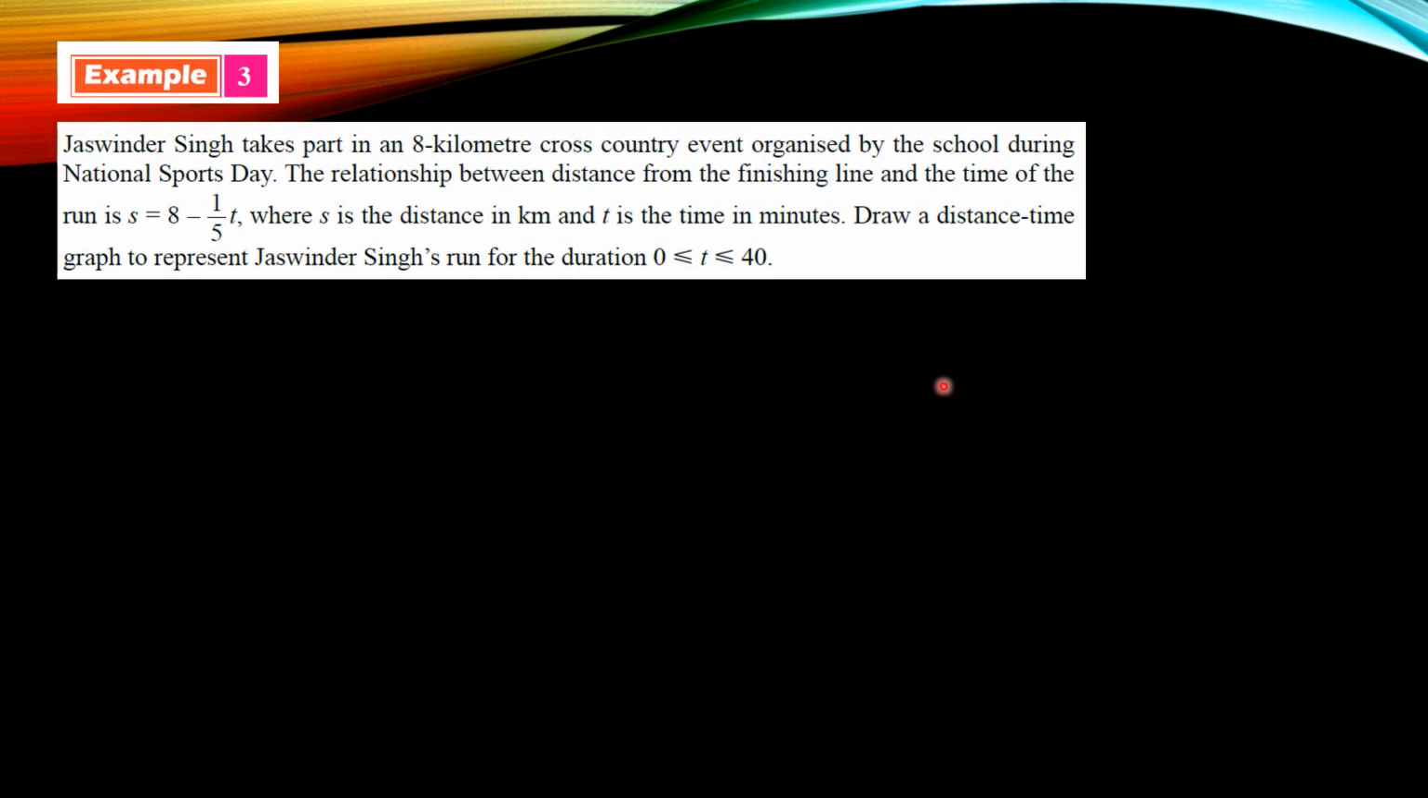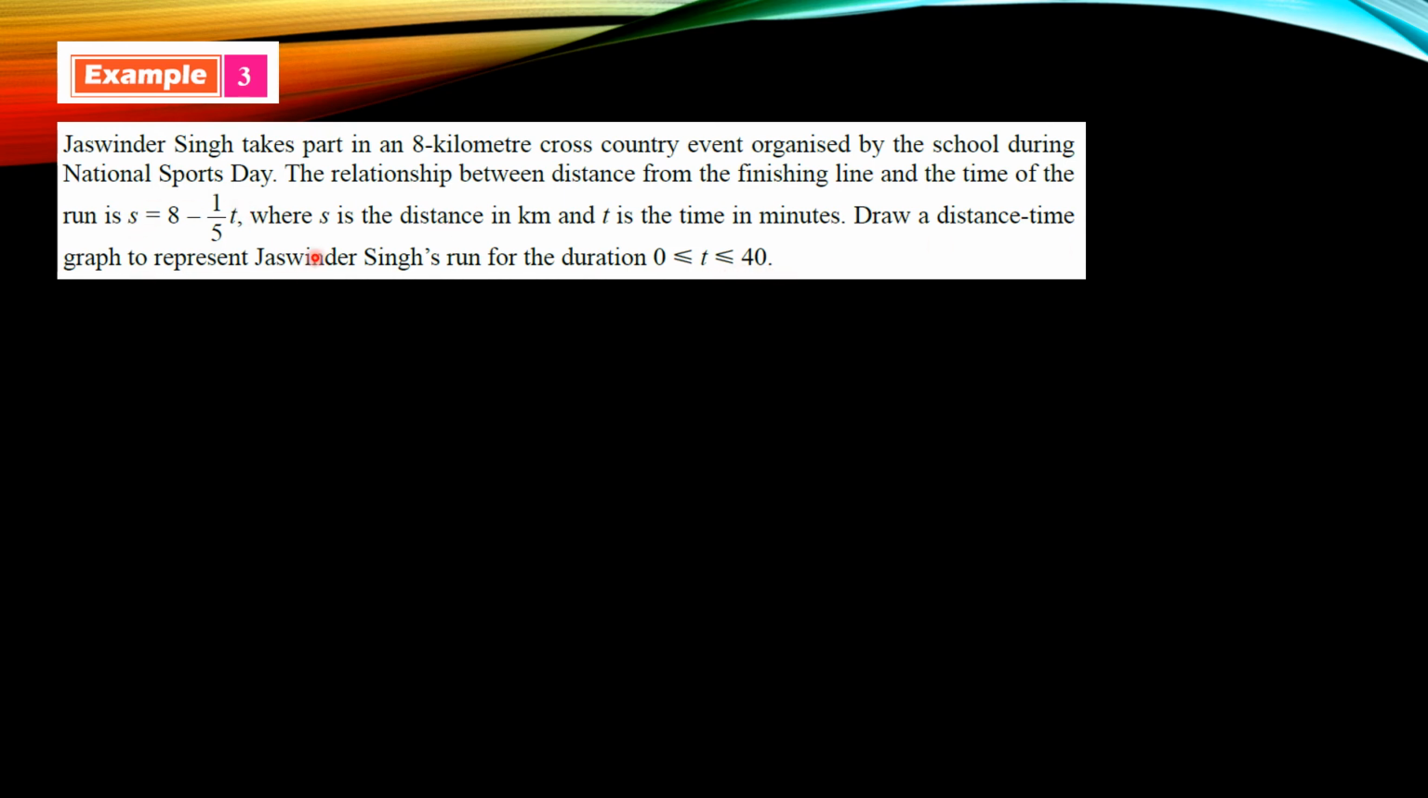Next, we look at example 3. You can refer to your textbook at page 185. Jaswinder Singh takes part in an 8-kilometer cross-country event organized by the school during National Sports Day. The relationship between distance from the finishing line and the time of the run is S equals 8 minus 1 over 5t, where S is the distance in kilometers and t is the time in minutes. Draw a distance time graph to represent Jaswinder Singh's run for the duration 0 ≤ t ≤ 40.